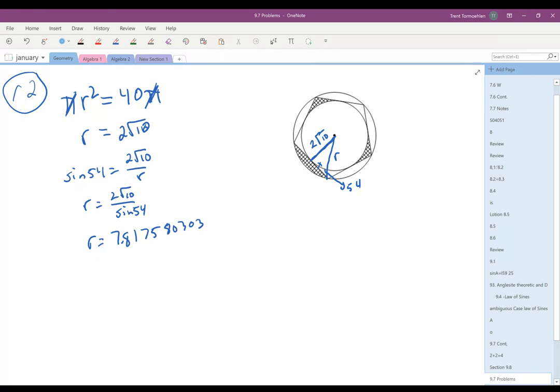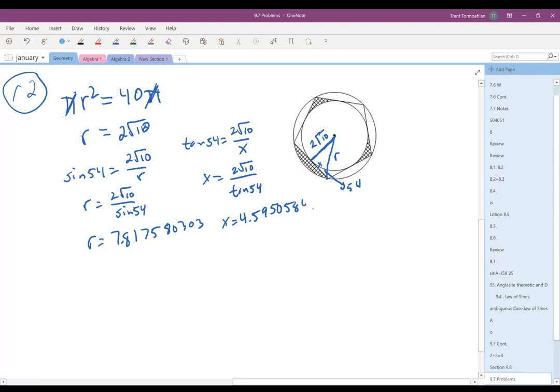And then to find x, we're going to say the tangent of 54 is equal to 2 root 10 opposite over x. That means x equals 2 root 10 over tangent of 54. So we calculate 2 root 10 divided by tangent of 54, and that gives me x, or half the side length, is 4.595058411.